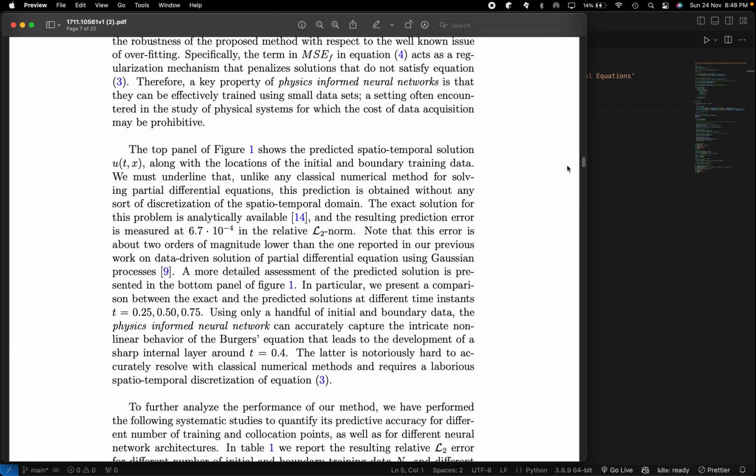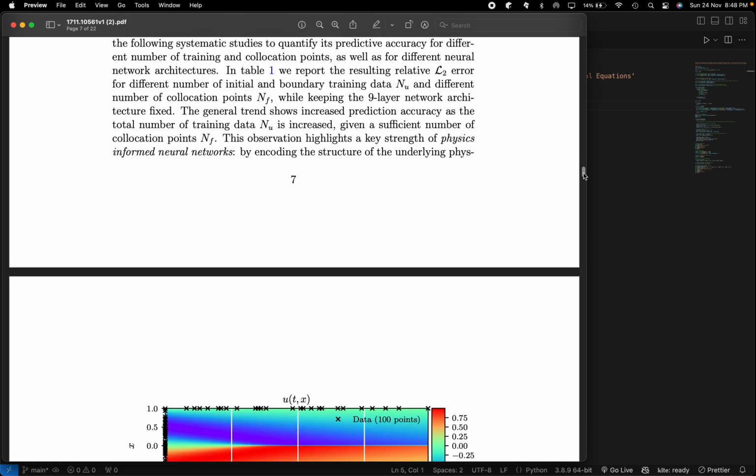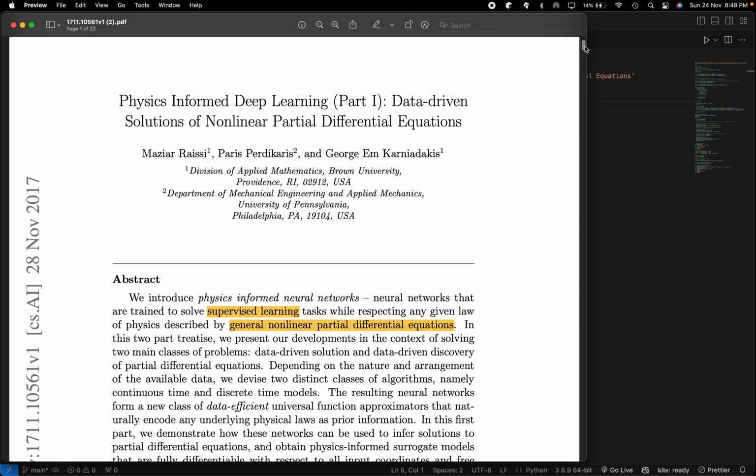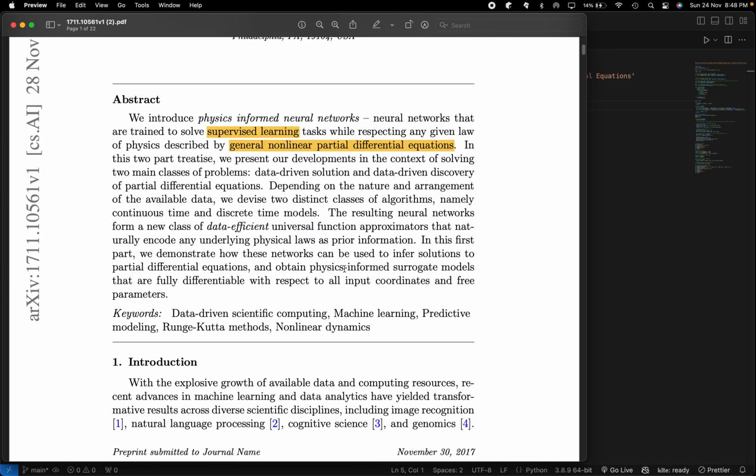I used a little bit of Google search in order to correct some errors, and I used a little bit of GPT just to make sure that I was doing stuff correctly. But it was a paper implementation. So first off, what is a physics-informed neural network?